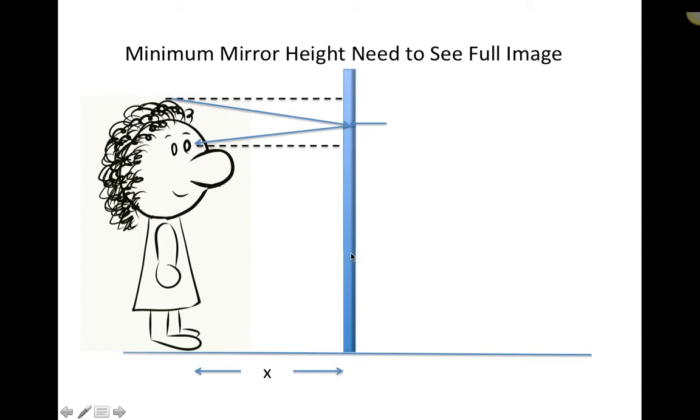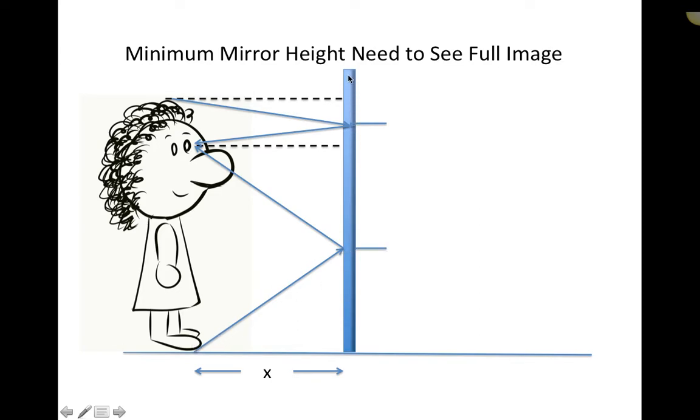And then we can do the same thing at the bottom half of the mirror from the eyes to the feet. If I pick a point midway between, light has to be able to come from the feet, hit the mirror, and then reach the eyes. And so as long as light can reach the eye according to the law of reflection, then the person will be able to see their feet in the mirror.